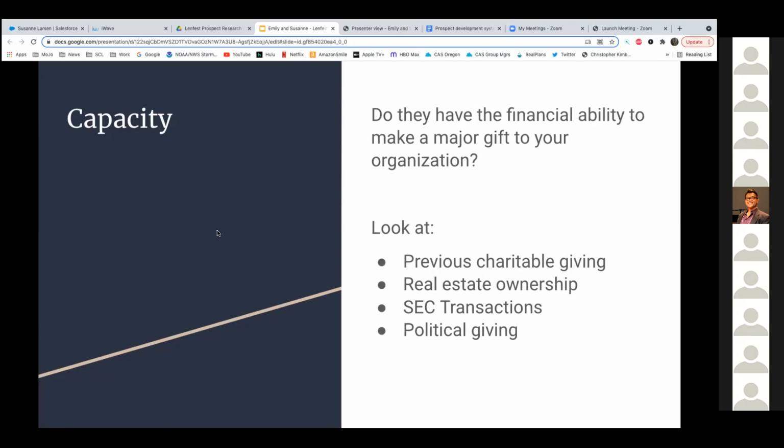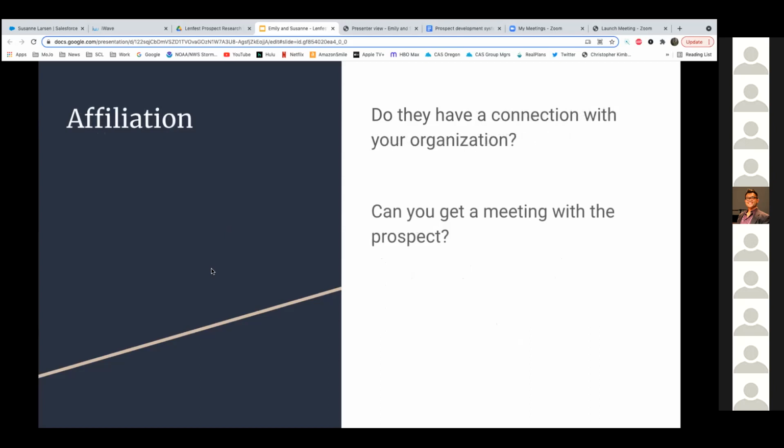And you can look at political giving and the amounts too. There are also things like boat ownership and airplane ownership and fossil fuels. If they invest in that, that can help you determine, but those are the biggest ones.